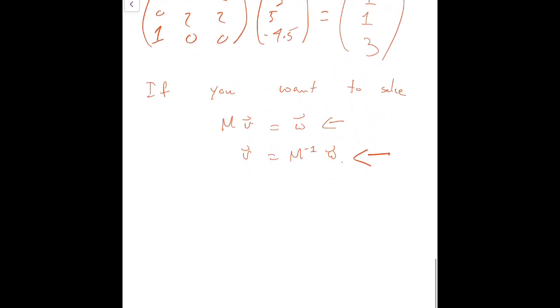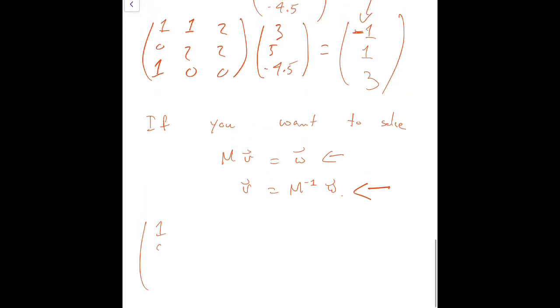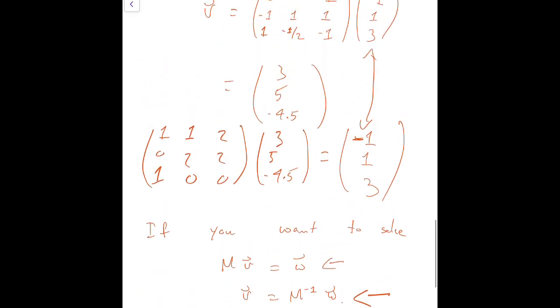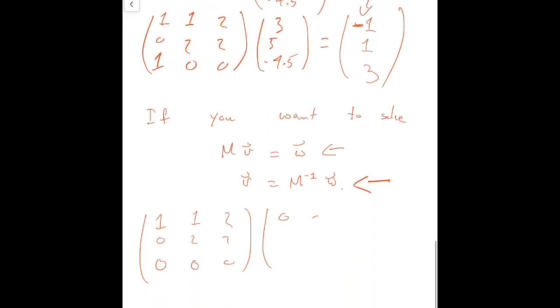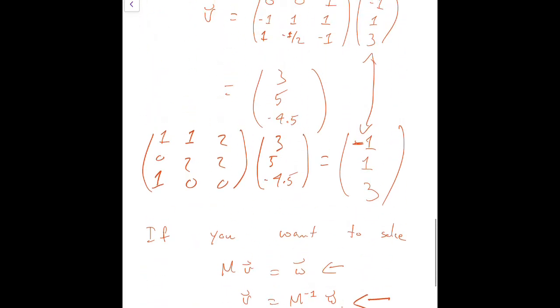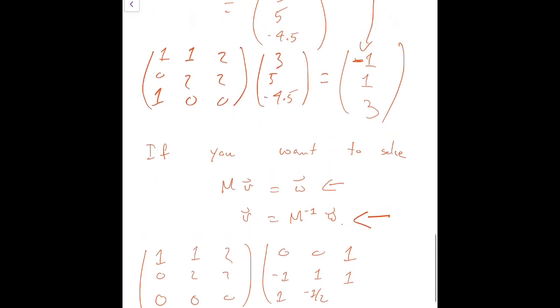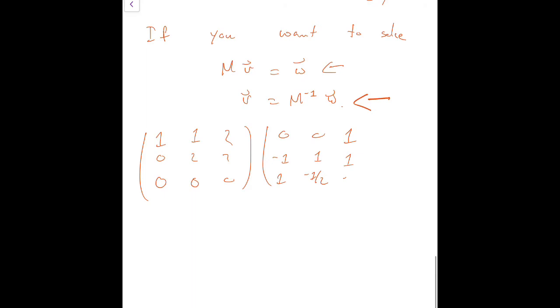And lastly, I just want to show you that M times M inverse is equal to the identity matrix. So M is 1, 0, 1, 1, 2, 0, 2, 2, 0, and then M inverse is 0, 0, 1, minus 1, 1, 1, 1, minus 1/2, minus 1. Okay, so let's do this matrix multiplication.